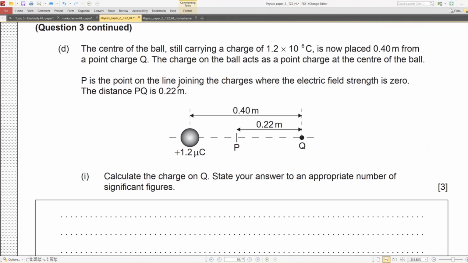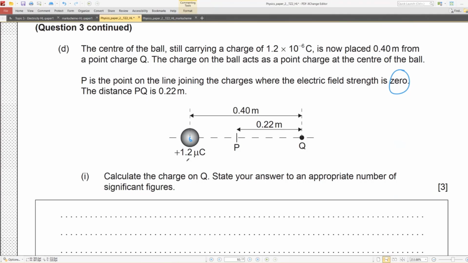The center of the ball is carrying a charge of 1.2 times 10⁻⁶ coulomb, placed 0.4 meters from the point charge Q. The charge on the ball acts as a point charge at the center of the ball. P is the point on the line joining the charges where the electric field strength is 0. The distance PQ is 0.22 meters. Calculate the charge on Q. So yes, of course, remember the significant figures. Okay, meaning 2 significant figures.